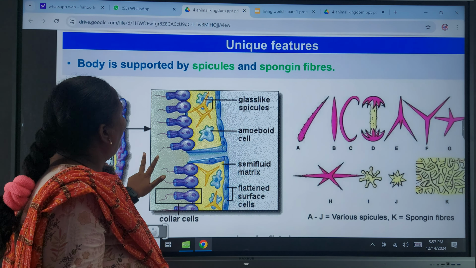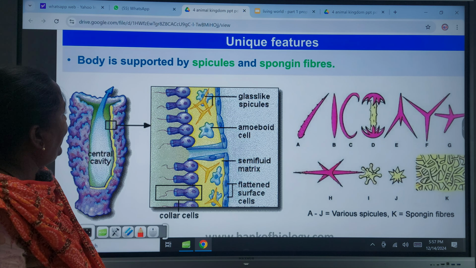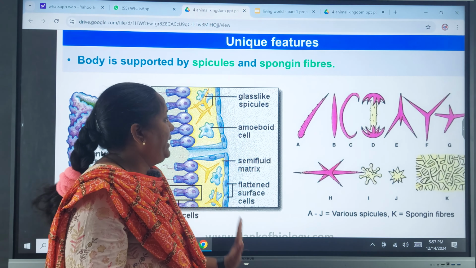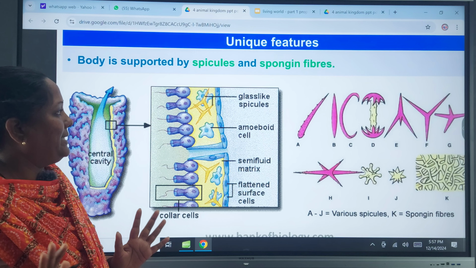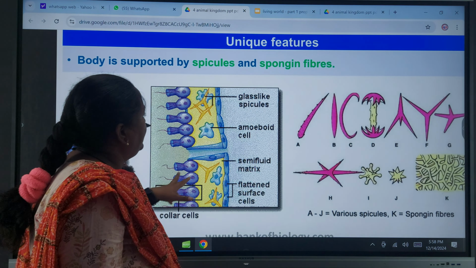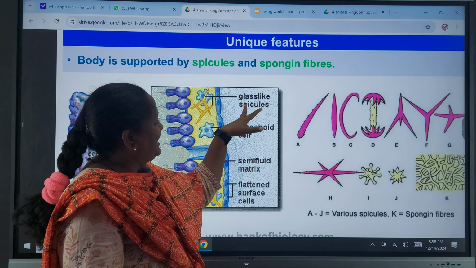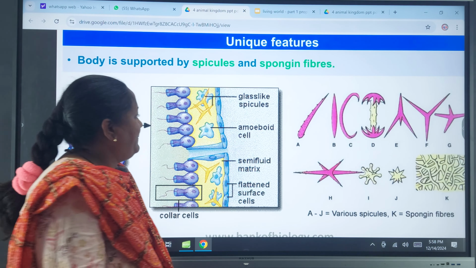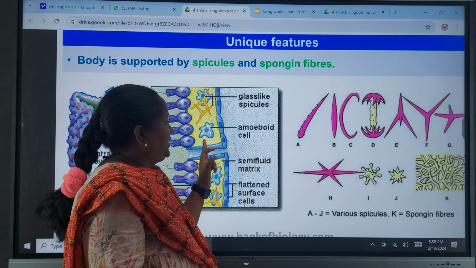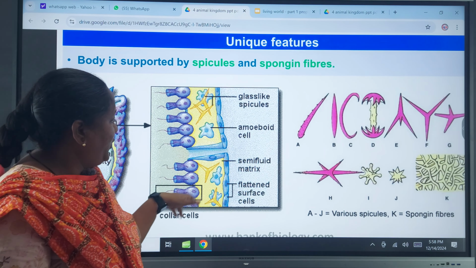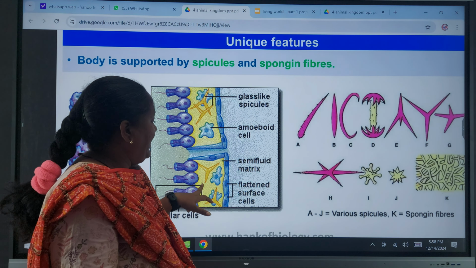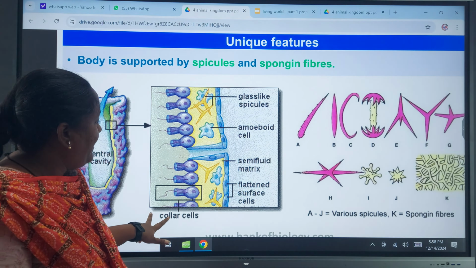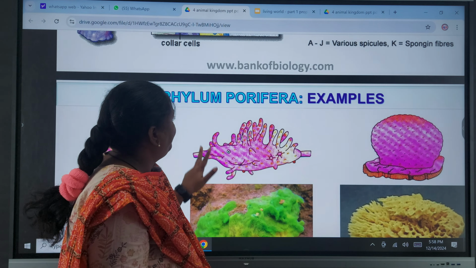Here, one more unique feature is there. The body is supported by spicules and spongin fibers. Here you see the body is covered by spicules, small glass-like spicules. In the spongocoel, amoeboid cells are present. Next, a semi-fluid matrix and flattened surface cells, where the flattened surface cells are present on the epithelium.